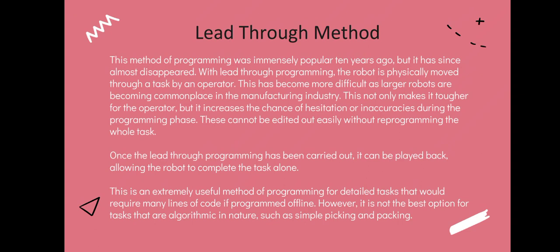This has become more difficult as larger robots are becoming commonplace in the manufacturing industry. This not only makes it tougher for the operator, but it increases the chance of hesitation or inaccuracies during the programming phase. This cannot be edited out easily without reprogramming the whole task. Once the lead-through programming has been carried out, it can be played back, allowing the robot to complete the task alone.